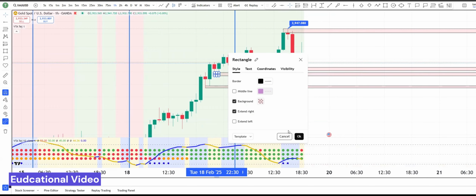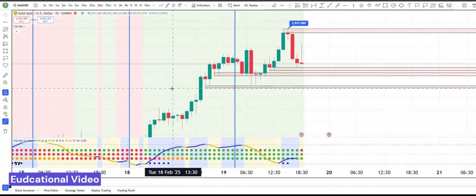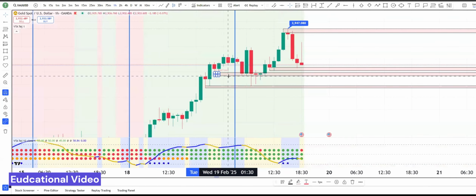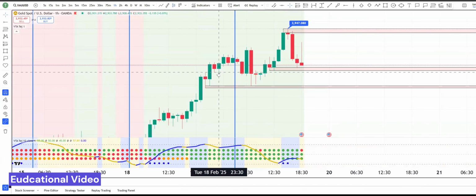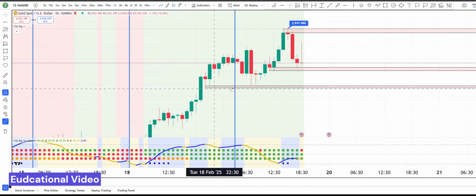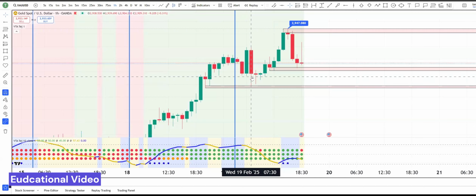This zone got broken here. So once this is broken, this becomes invalid for me. So I see where the next one is, because whether I should hold the trade or exit the trade. When I know this zone and the price is reacting from here, you will rather exit instead of sitting in the trade.